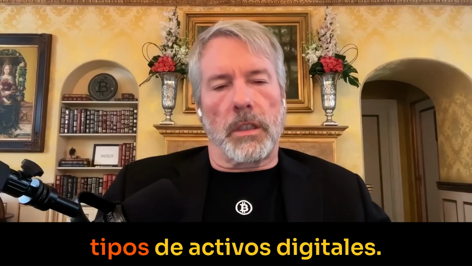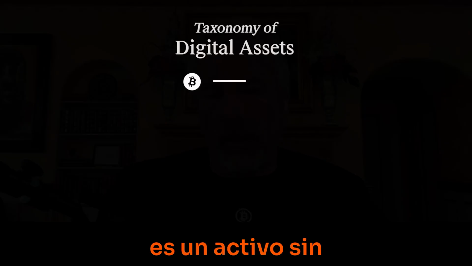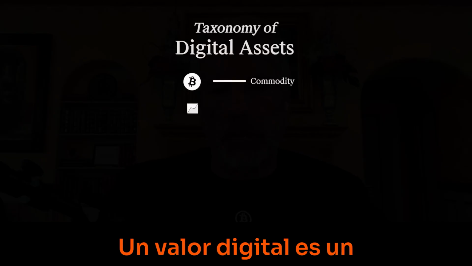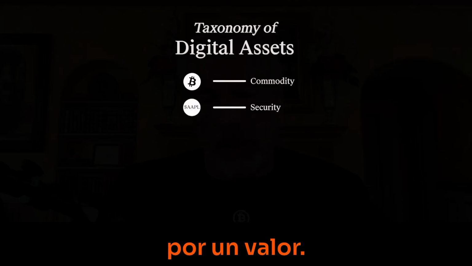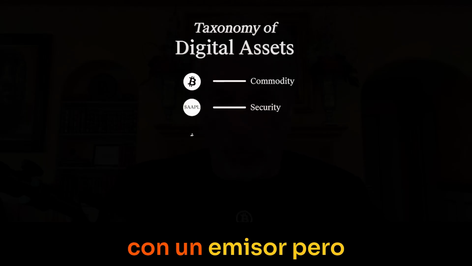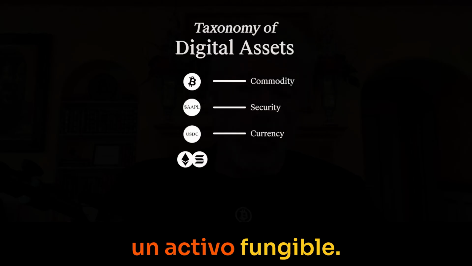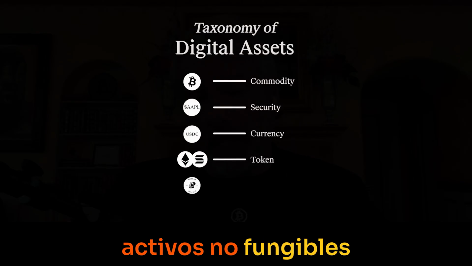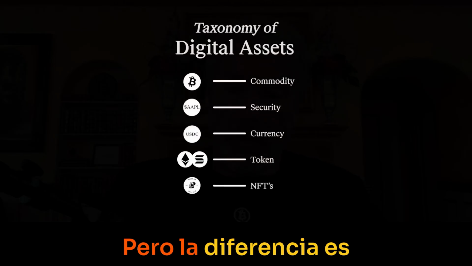So there's a lot of types of digital assets. A digital commodity is an asset without an issuer backed by digital power. A digital security is an asset with an issuer and it's backed by a security. The third, a digital currency, it's an asset with an issuer, but it's backed by a fiat currency. A digital token would be a fungible asset with an issuer. Then you've got digital NFTs. It's a non-fungible asset with an issuer, offering digital utility.